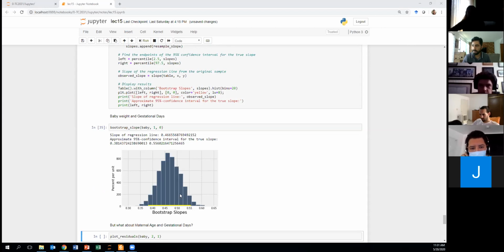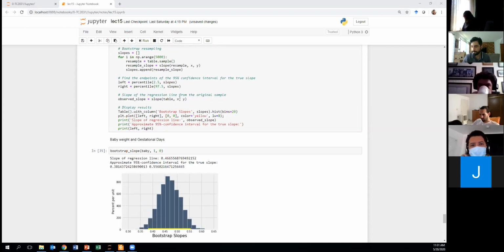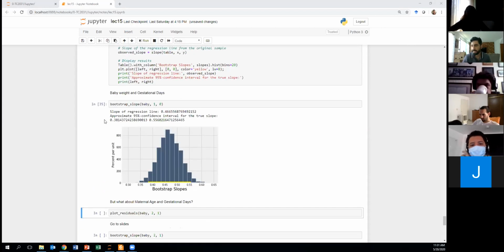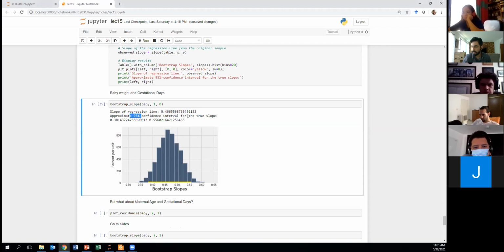So this is the same thing. I put this function. This is the slope of my regression line. This is my approximation of the 95% confidence interval for the true slope. So the true slope is basically between these two numbers, as you can see here by the golden color.